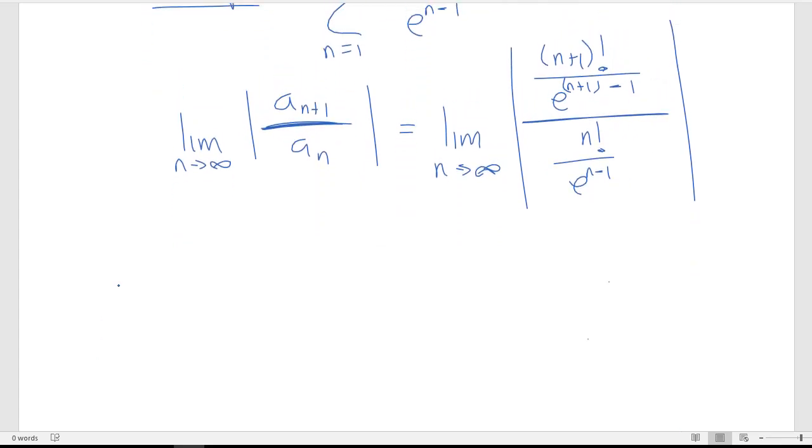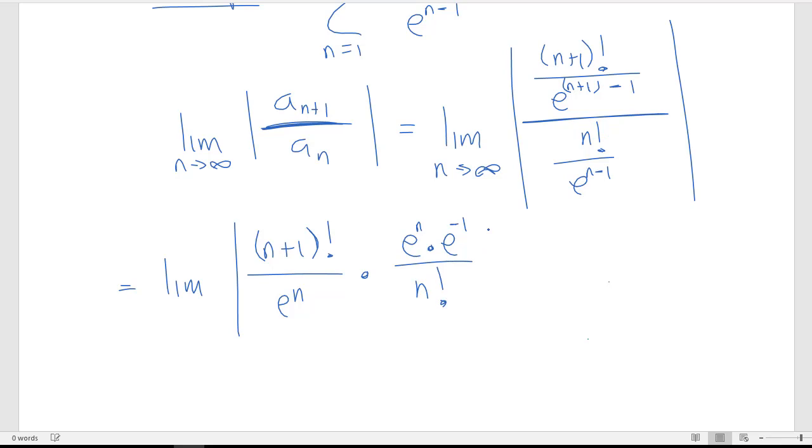So in the numerator, I have n plus 1 factorial, and then divide by, the plus 1 and the minus 1 cancel here, and I end up with e to the n. And then I'm going to flip and multiply. So this term goes into the numerator. And I'm going to break that up. That is e to the n times e to the negative 1, because when I multiply like bases, I add exponents. And then when I flip and multiply, the n factorial goes into the denominator.